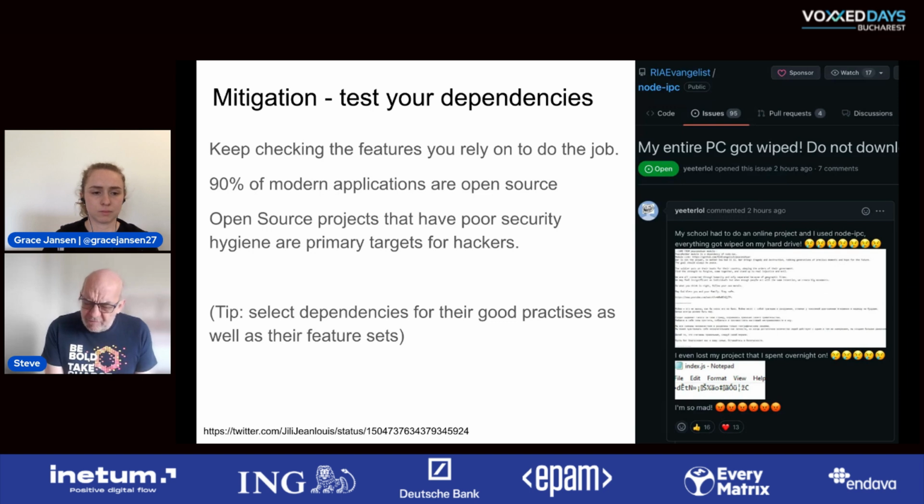90% of our software comes from open source projects. Open source projects that have poor security hygiene, of which frankly there are many, are themselves targets for hackers, and they get compromised. So believe me, when you're selecting software, don't select it just for the features. Go have a look at the project and work out whether you think they have their own security good practices, because the ones that don't are more likely to be compromised than the ones that do.